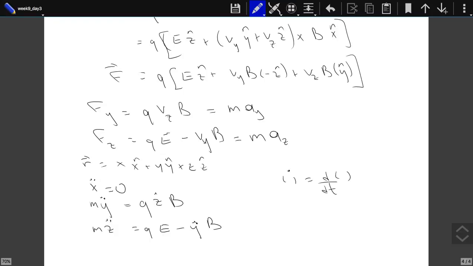And now we have to solve this equation. Should that be Q downwards here? Yes, q y dot B.